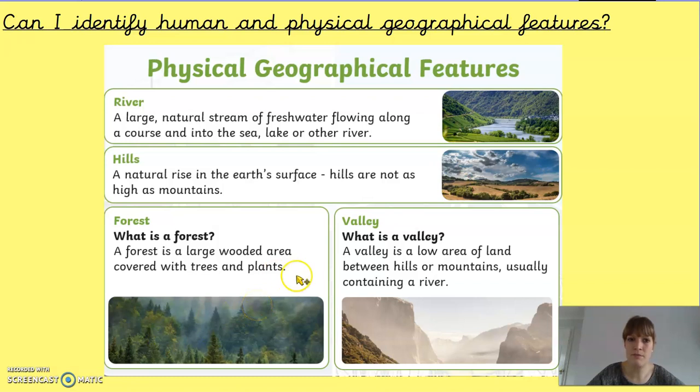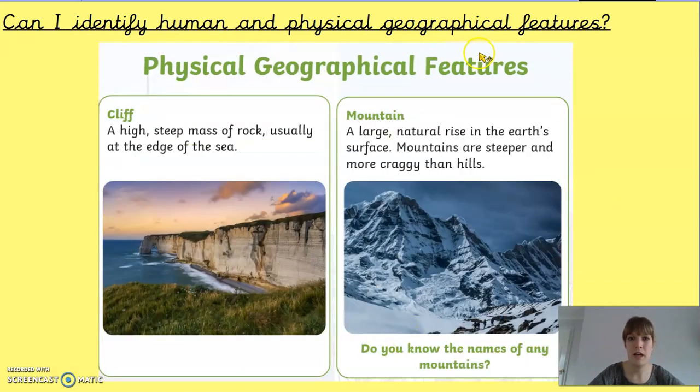A forest, and valley. So a valley is sort of the big dip, surrounded by mountains, that you can walk through. It's a low area of land between hills and mountains. It usually contains a river, but sometimes it doesn't. And then we've got a cliff. You might see cliffs here. They're not made by a human. They are geographically formed. And you've got mountains as well.